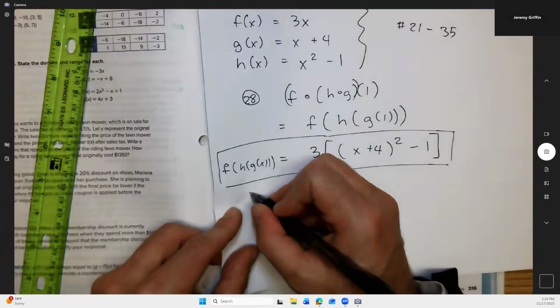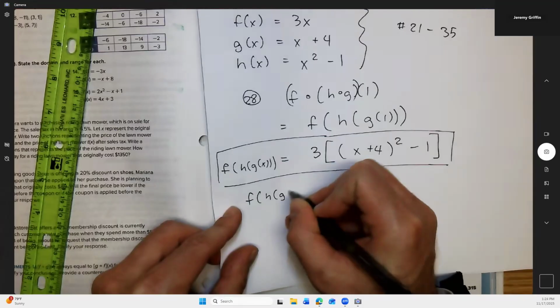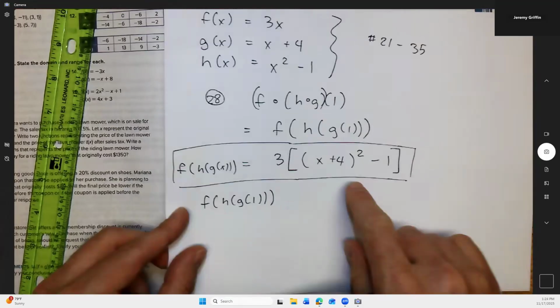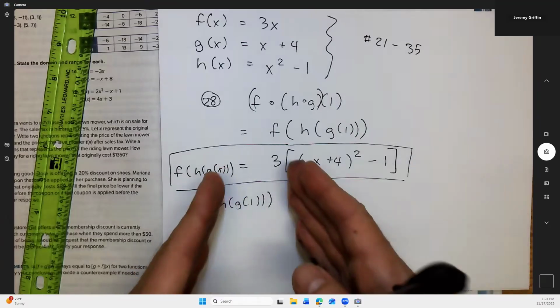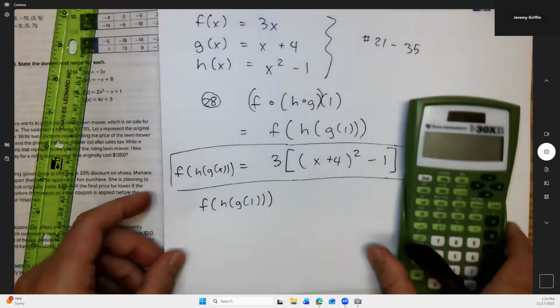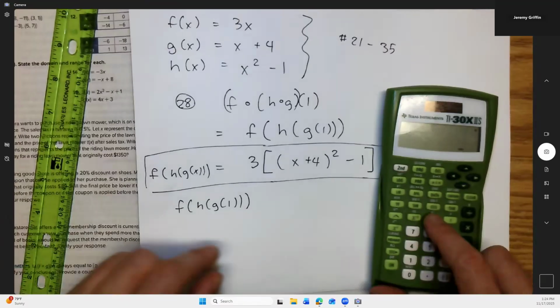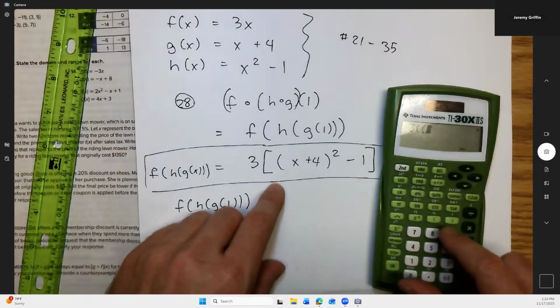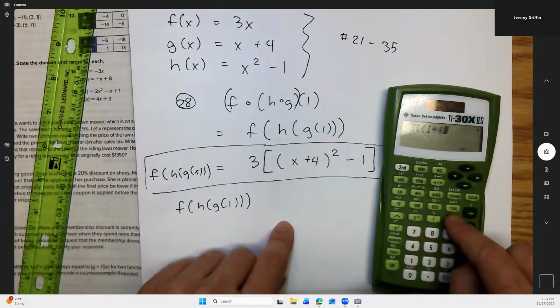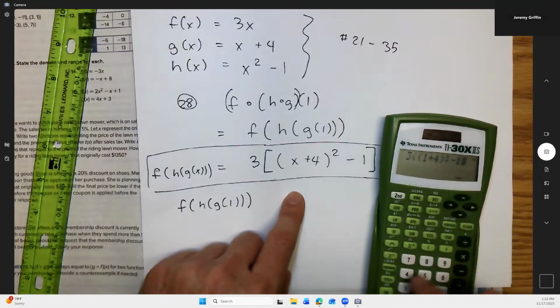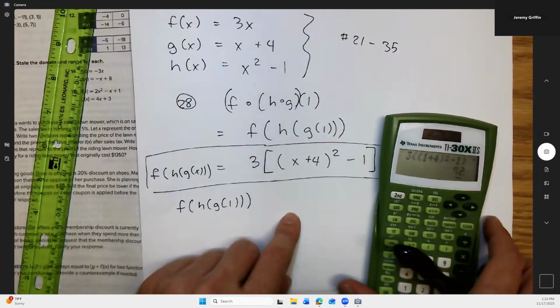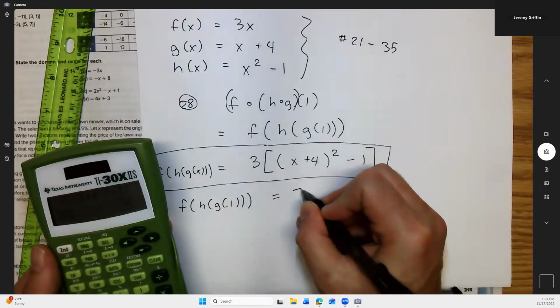Let's try f of h of g of 1. So now I actually need to plug in 1. I could plug it into this master composite equation, or I could go step by step. Let me try it both ways. I should get the same answer. So if I do 3 times, then here I got 1 plus 4 all being squared, and then minus 1. That's all multiplied by 3. Okay, I'm getting 72.